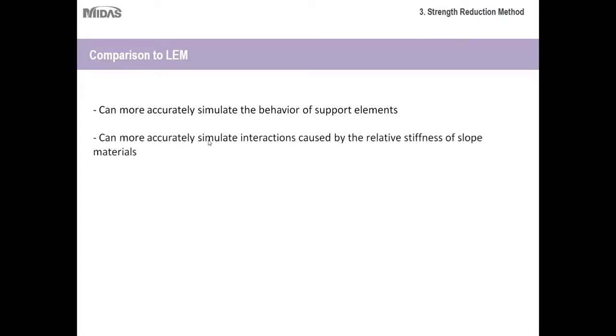It can more accurately simulate interactions caused by the relative stiffness of slope materials. So once again, if you have any sort of soil structure interaction type projects, or maybe foundation to soil type interaction, you can accurately simulate that with the strength reduction method. That's something that actually can't be factored in at all using the limit equilibrium method.